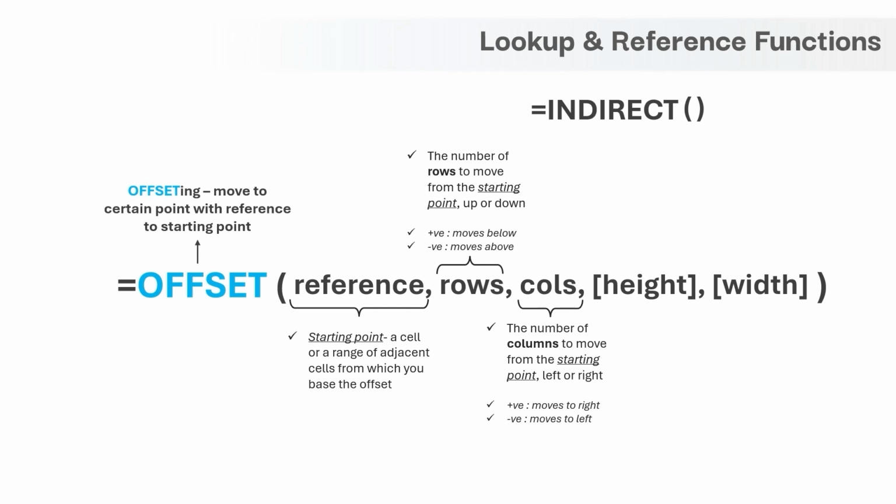The next 2 arguments are optional but very important. Say we need to reference a range of cells instead of one single cell. That is when we use these 2 arguments. Height specifies the number of rows to return and width specifies the number of columns to return.